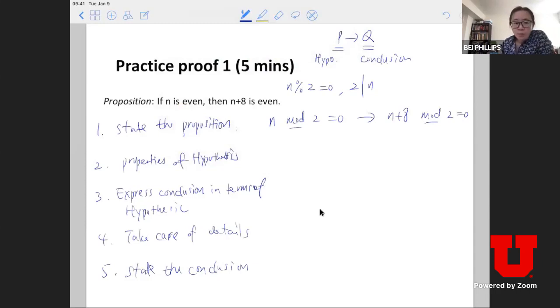Okay. So what is a property of the hypothesis here? One of the major parts of this question is to understand what the definition of an even number means. If it's even, it can be expressed as 2 multiplied by some integer, right? So this is the property of something being an even integer. So now for step 2, I need to make use of that. I need to talk about the hypothesis, which is if something mod 2 is equal to 0, what does that mean? That means this number can be expressed as 2 times some integer, okay?